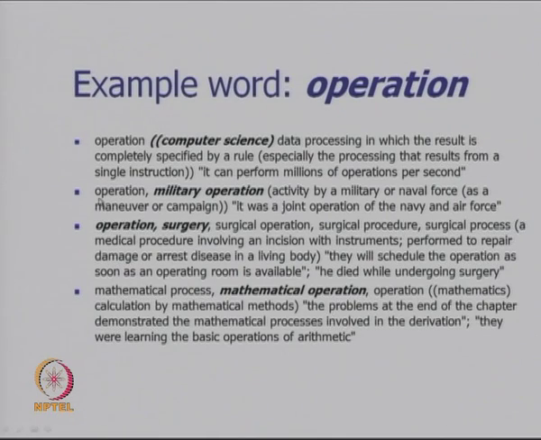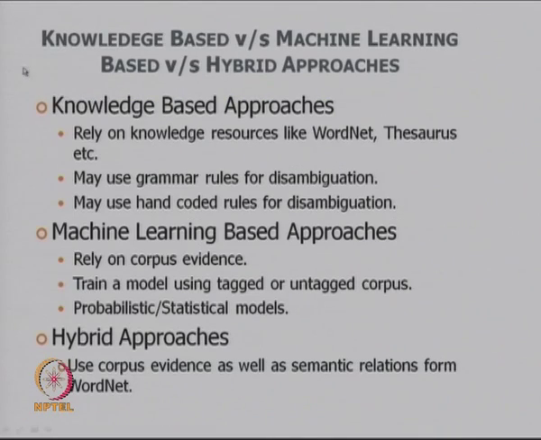So, the word operation has at least these 4 senses, and they have to be disambiguated when they occur in a context. Now, word sense disambiguation approaches can be divided into a few basic approaches: knowledge based approach, machine learning based approach, and hybrid approach. In knowledge based approach, one relies on knowledge resources like the WordNet, the thesaurus, etc. The knowledge based approach may use grammatical rules for disambiguation. It also may use hand coded rules for disambiguation.